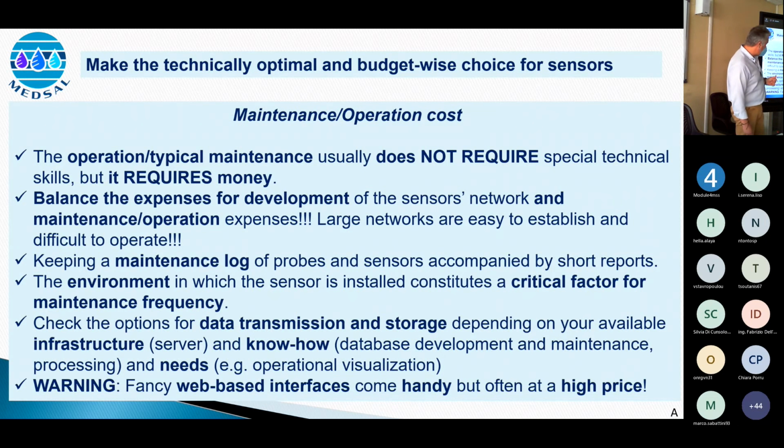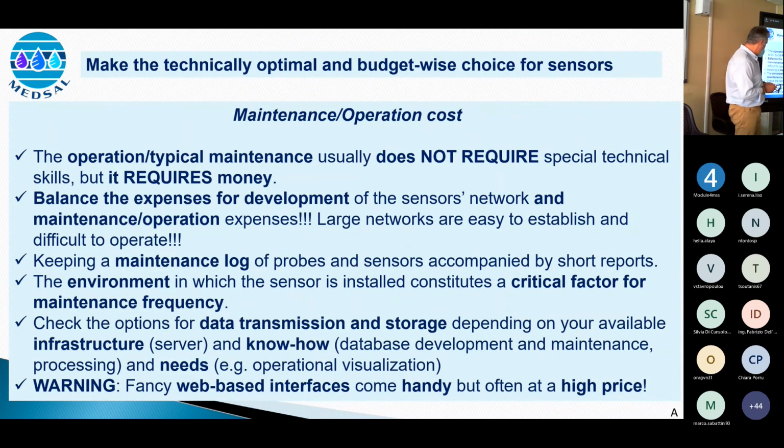Check the options for data transmission and storage depending on your available infrastructure, which relates to the sensor and the know-how on how to develop the database. If you are an expert or you have an expert in your team, then go for a customized database and data handling protocol. If you are not an expert or you don't have an expert in your team, then you need to be prepared to pay for a scheme or ready-made software that will handle your data and process it through a nicely developed interface that is offered by a company, but it costs money.